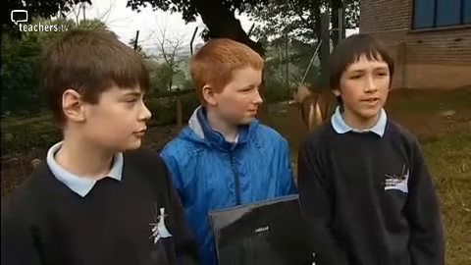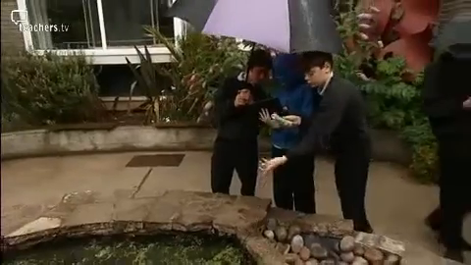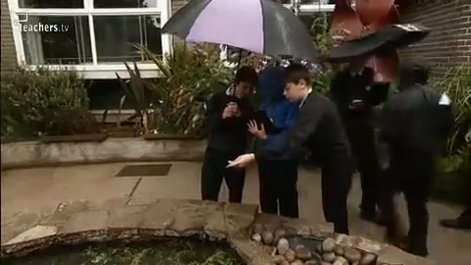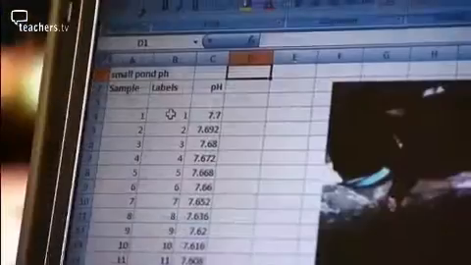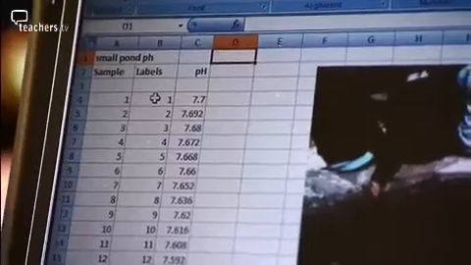I have enjoyed using the data loggers today, and it's better than using pen and paper because you can get more accurate readings. So if you're using the pH, if you did it by yourself, you'd only get a reading of, say, 7 or 8. Whereas if you do it with a computer, it can get a very precise reading, like 7.361.